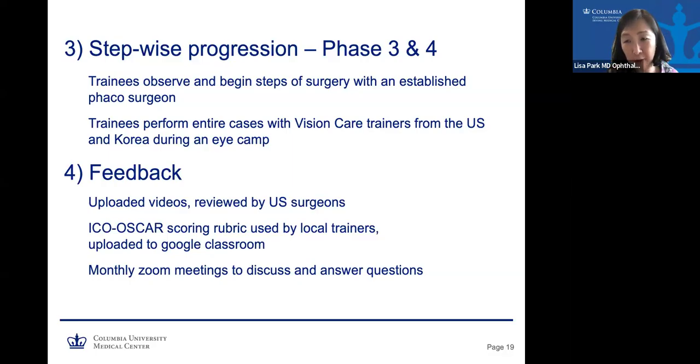And then the 4th part, phase 4, is when we will have you do entire cases with the trainers that are coming from the US and from Korea joining established ICAMP. The 4th part of this is the feedback, which is important for you to know the assessment of whether you're meeting the criteria to be able to perform these skills. We would have you record your cases, and then we will review them as they're uploaded onto our portal. The rubric that we will use is the ICO Oscar scoring rubric, and then we will also meet monthly to discuss and answer questions.